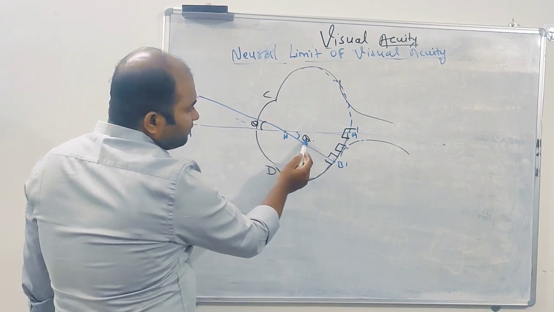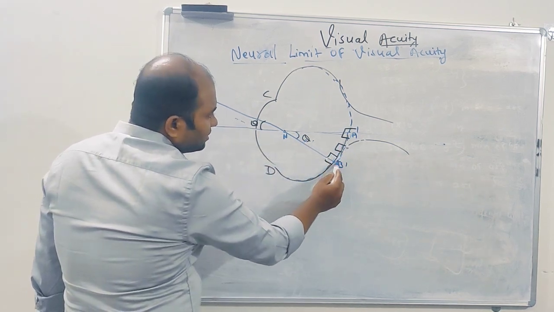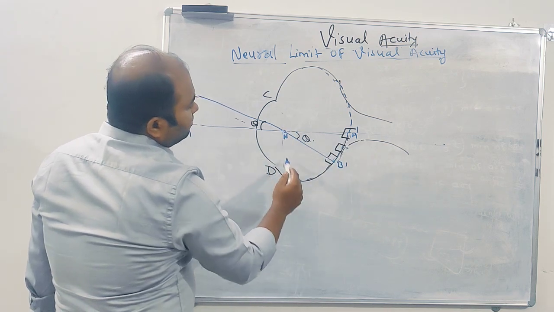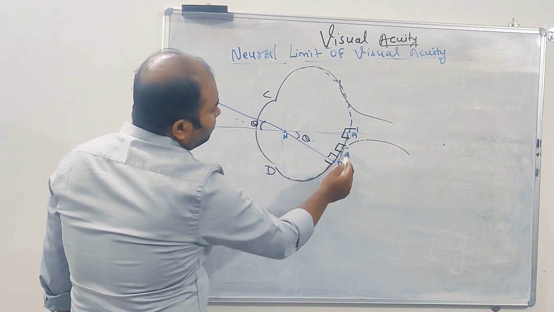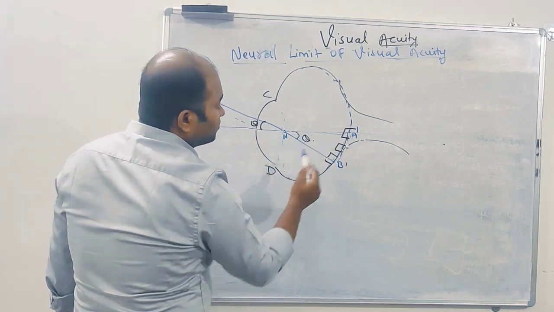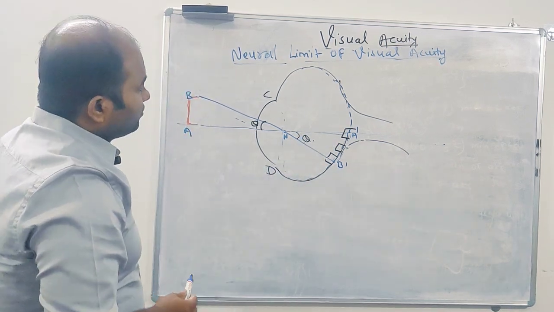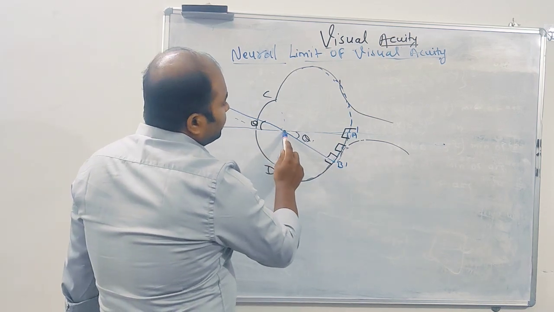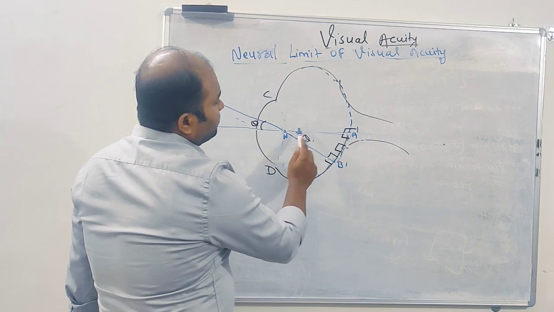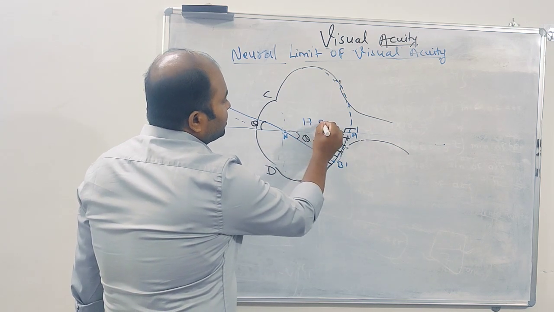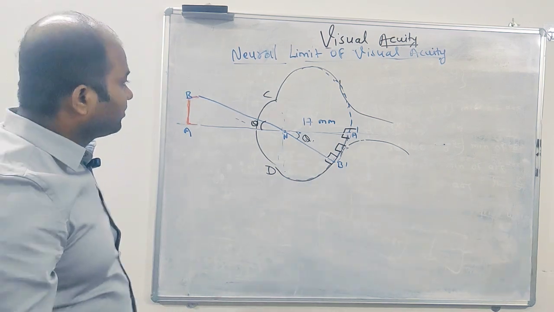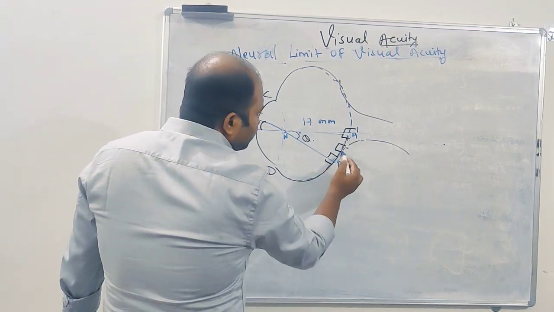If I want to find this theta, I have to find this height and this base. Tan theta equals opposite by base. So what is this distance here? From the nodal point to the retina, it is approximately 17 mm. And I need to find out this.